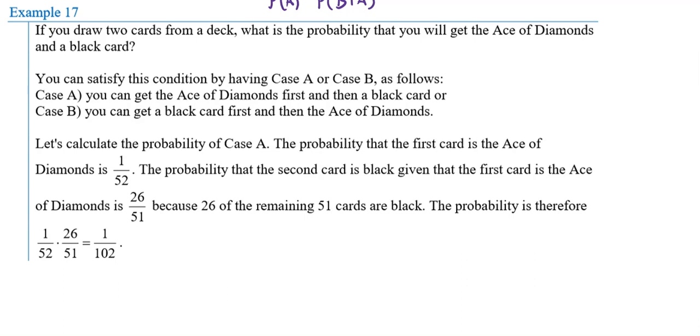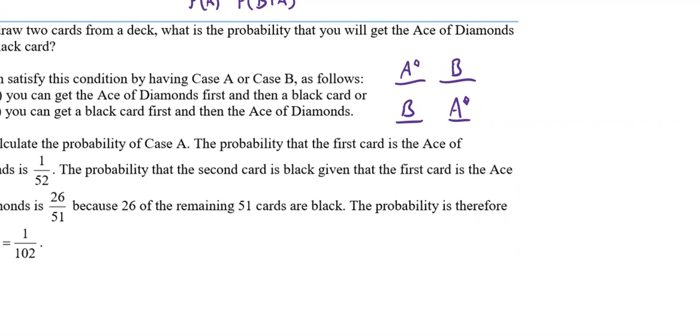Okay, so what we actually have to do on this one is split it up into 2 different cases. The reason is that if I'm picking 2 cards, card 1 and card 2 out of my deck, then I could pull out the ace of diamonds first, and then pull out a black card. Or I could pull out a black card, and then pull out the ace of diamonds. Either of those things could happen.